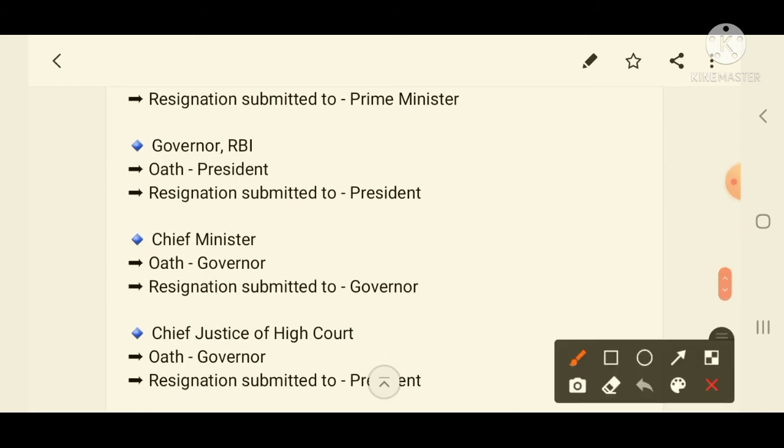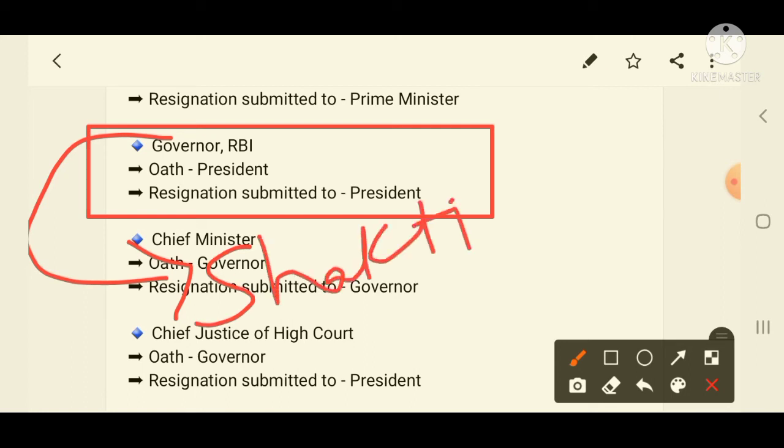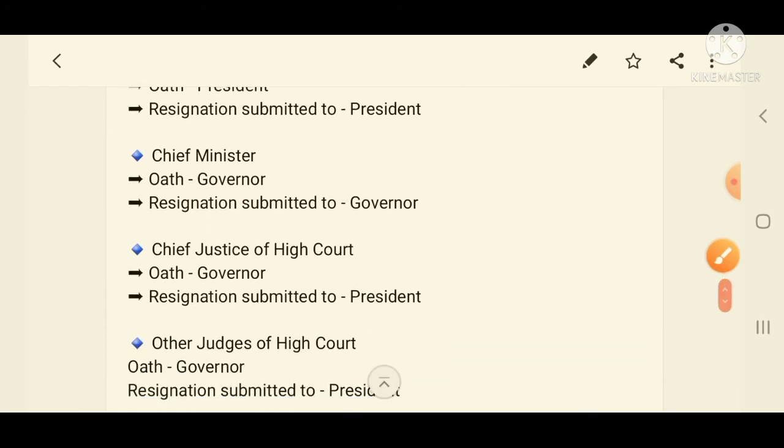The next post in line is Governor of RBI. Who is the current Governor of RBI? The answer is Shaktikant Das. He is the current Governor of RBI. Again, if a new RBI Governor is being elected, he will be given oath of office by the President of India, and if he wants to resign, then again he will submit his resignation to the President of India. So these posts are very much important.